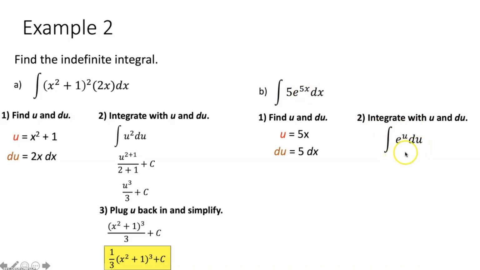Well, what's the integral of e to the x? That's e to the x plus c. So the integral of e to the u is going to be e to the u plus c. Now all I have to do to evaluate this indefinite integral is take what I set u equal to and plug it back in for u. So I'm going to take 5x, plug it back in for u, and now I have evaluated this indefinite integral.